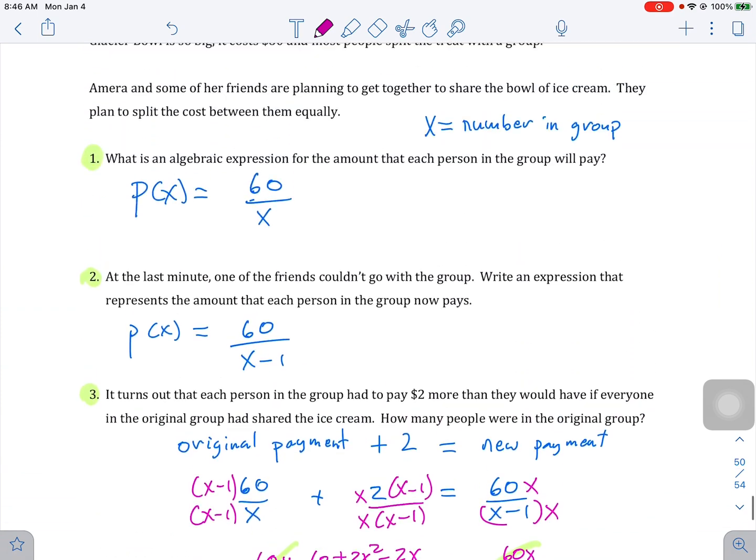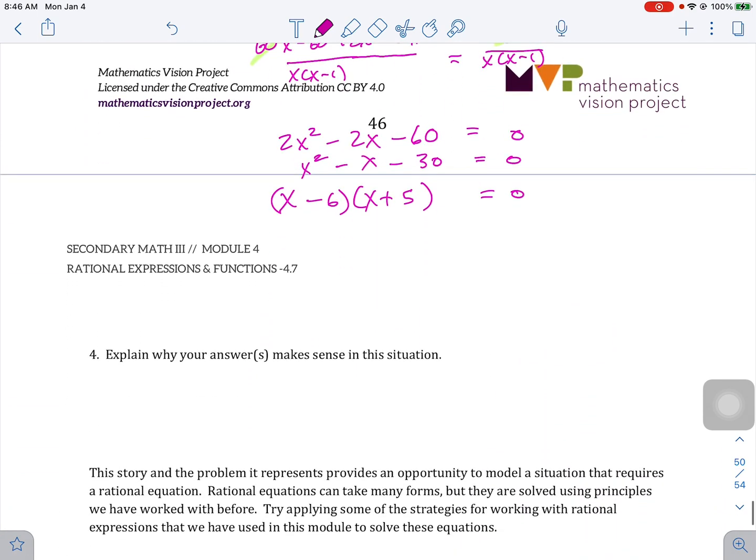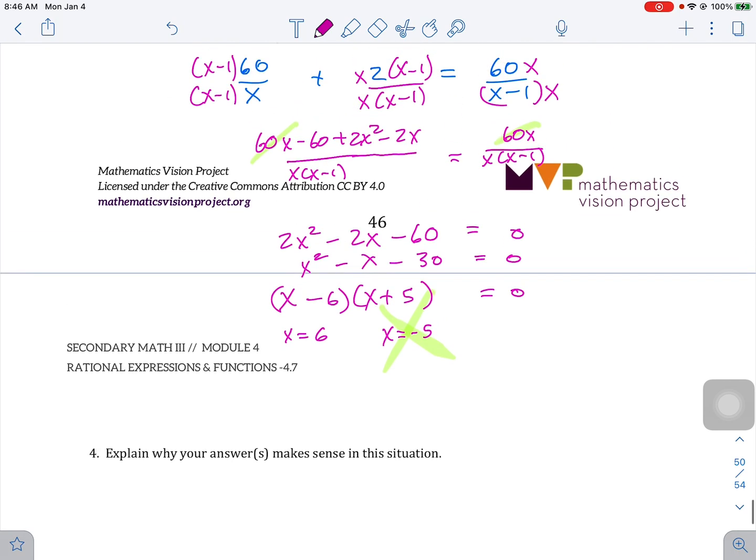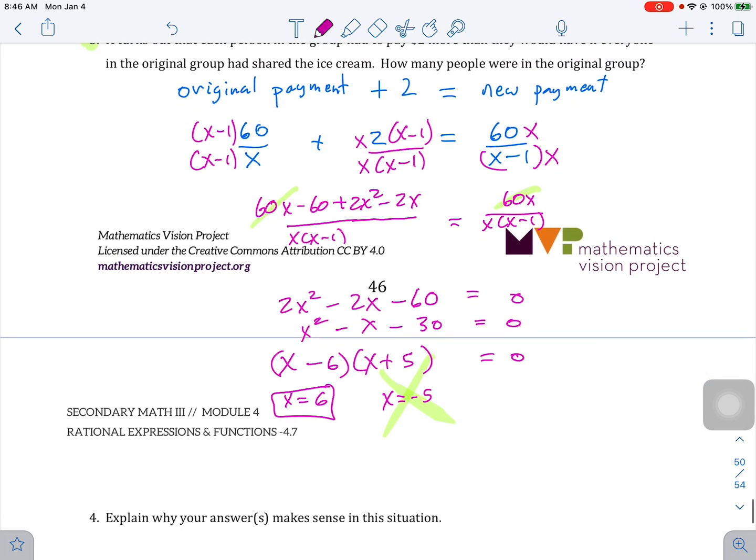And x, if you remember, was the number in the group. So if x equals -5, you can't have -5 people in the group. However, x equals 6 should be a solution here. So we're going to say that there were 6 people in the original group.